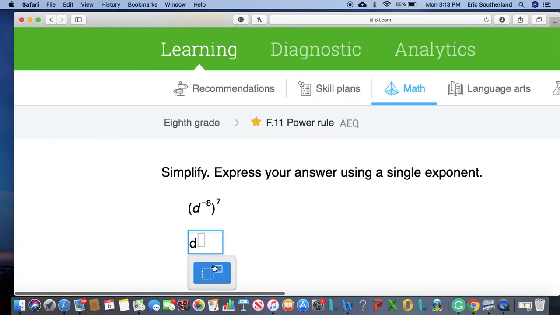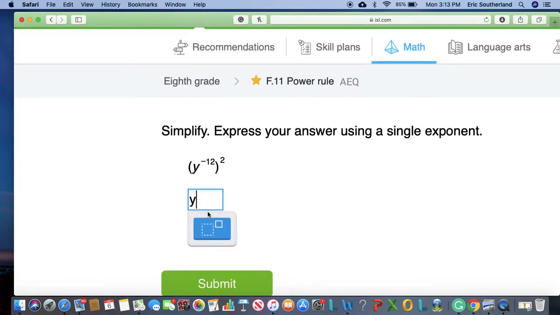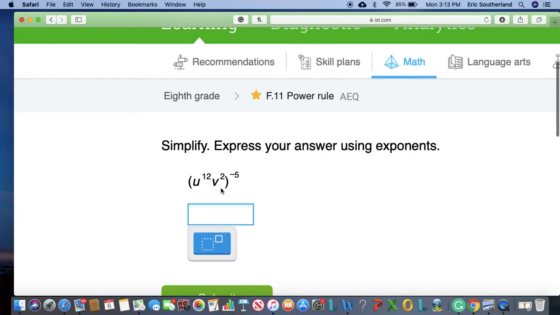D is the base. Negative 8 times 7 is negative 56. Y is the base. Negative 12 times 2 is negative 24. Now, in this case, we've got 2 letters, so you're going to do U first. U times 12 times negative 5 is negative 60. And then V, and then 2 times negative 5 is negative 10. Notice how my V is on the same line as the U. Make sure that you go up and down like that.